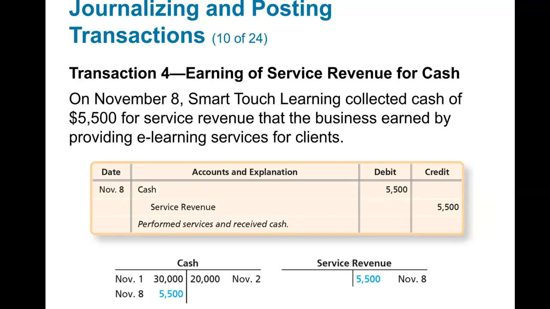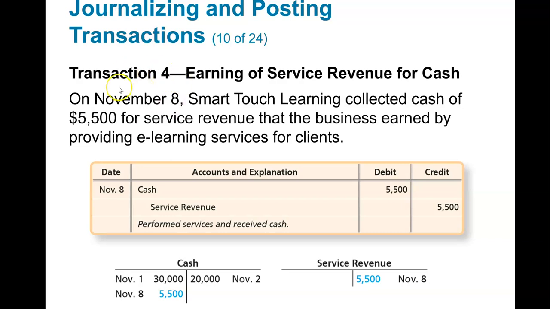Transaction 4 is we've earned revenues. The company performed $5,500 of services for a company, and they paid us cash. So what two accounts are being affected? Well, cash, I received cash, so cash will go up. And I earned my revenue because I performed the service, so revenue will also increase.